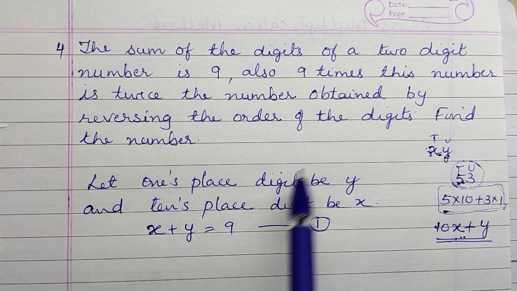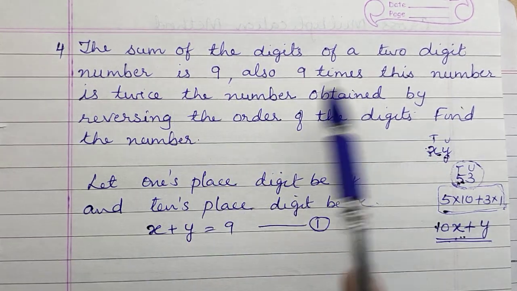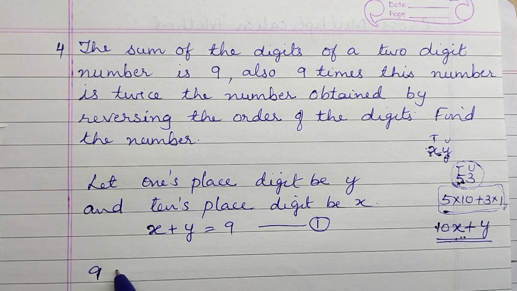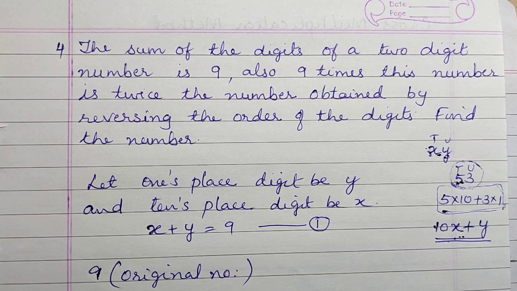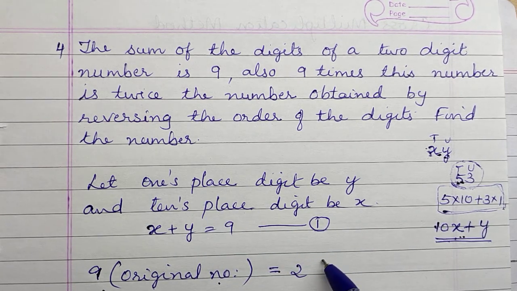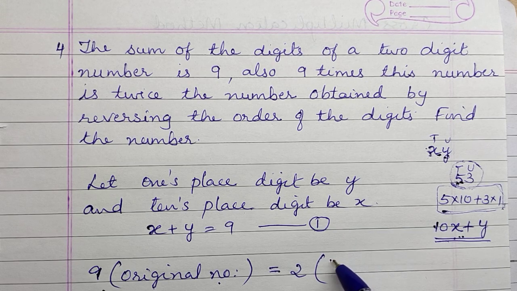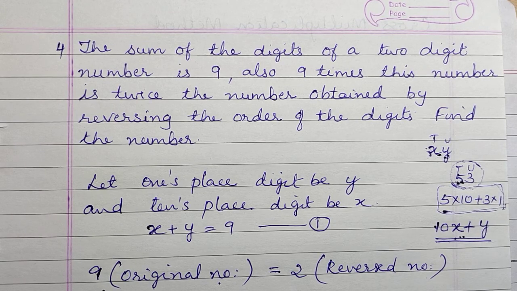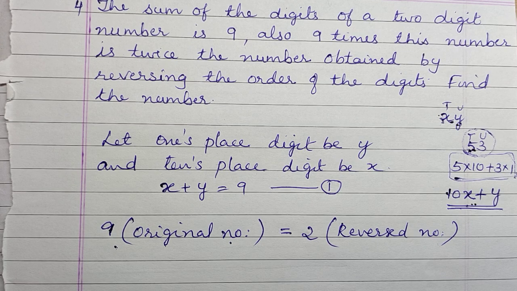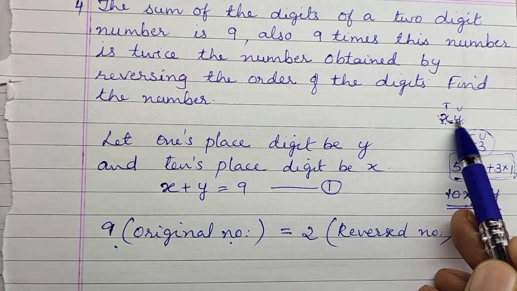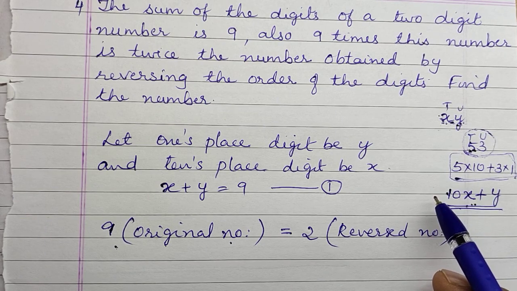So now, it is given that 9 times this number, that means 9 times the original number, 9 into the original number equals twice the number obtained by reversing the number, 2 into the reversed number. So this is the condition they have given. Now you have to find the original number and the reversed number also. Reversed number means if xy is the number, then yx will be the reversed number.